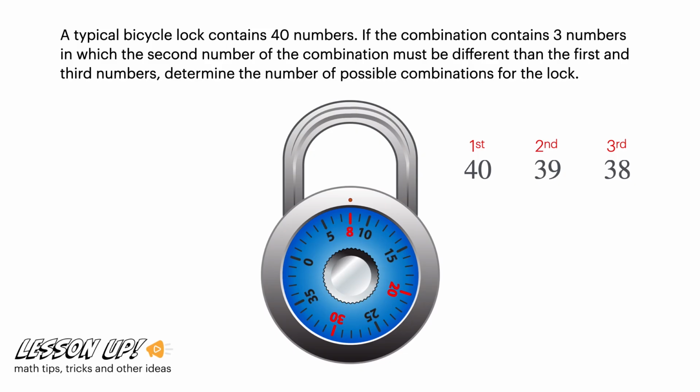So for them, the counting is okay. Multiplying these values together suggests that there are 59,280 possible outcomes.